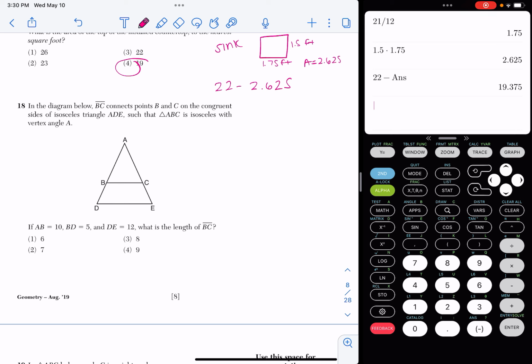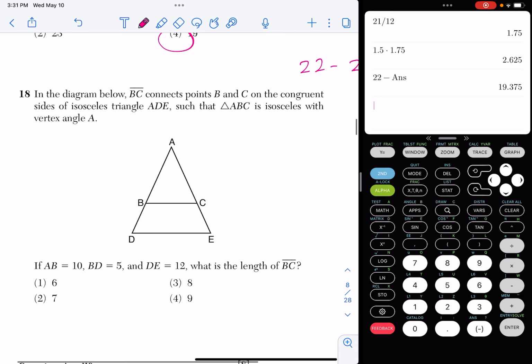18. In the diagram below, BC connects B and C on the congruent sides of isosceles triangle ADE. ABC is isosceles with vertex angle A. And we get some measurements. So let's label these. AB is 10. BD is 5. DE is 12. What is the length of BC? I'm going to put an X there.